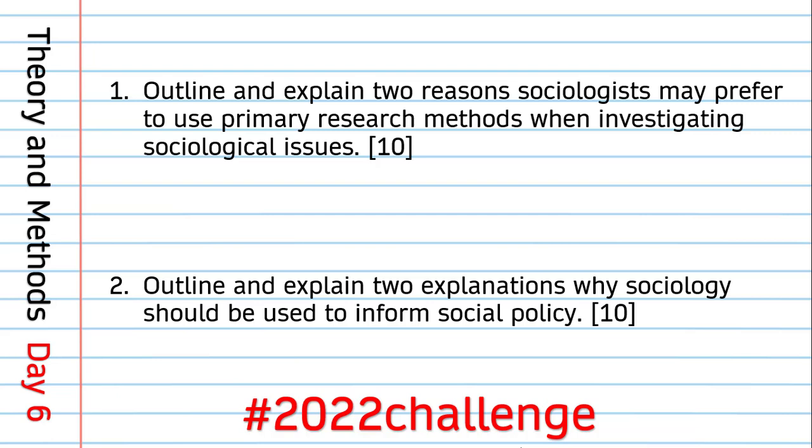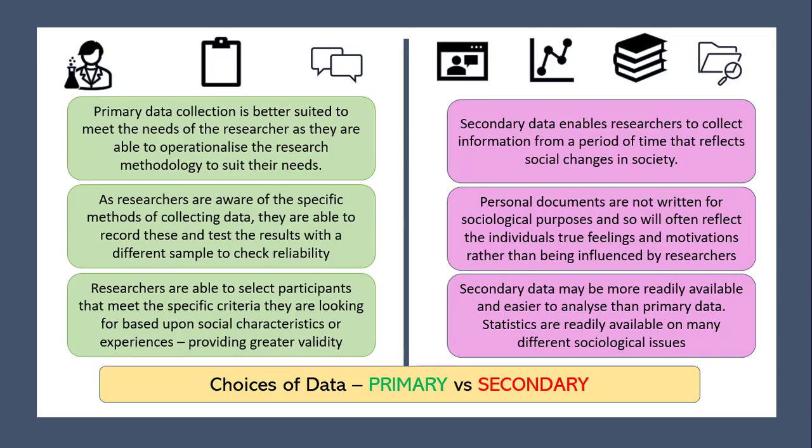Let's look at some of the information that I sent out during the day today. First of all, I sent out this sheet which looked at reasons why researchers might choose primary or secondary data. The interesting thing with this question is that for reasons why people may choose primary research methods, not only can you talk about why they might use primary methods, but you can also talk about why they won't use secondary sources of information, and you'd probably be credited for that.